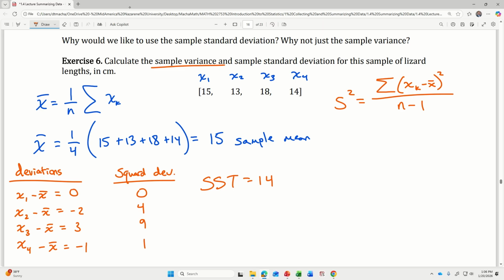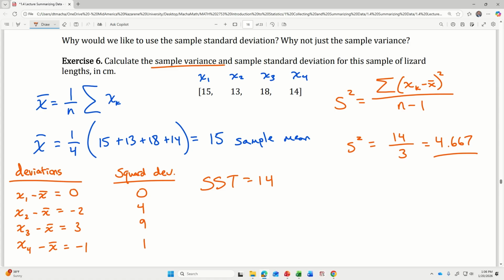14. And then n is 4, right? So n minus 1 is 3. 14 over 3, whatever that is. With 4 significant figures, that would be 4.667. This is the sample variance.